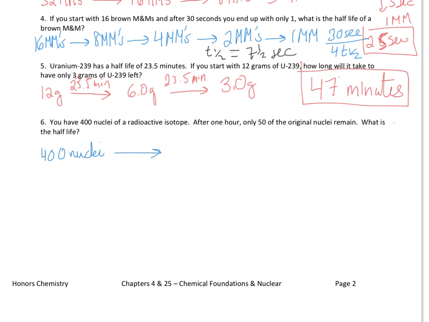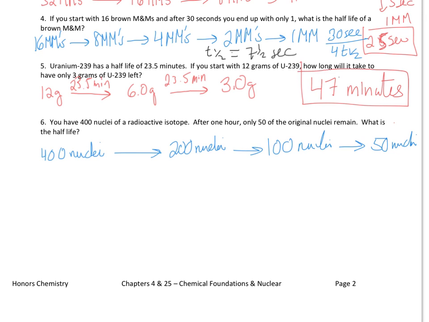After the first half-life, we're going to end up with 200 nuclei. Second half-life, we'd end up with 100 nuclei. And then after another half-life, we'd end up with 50 nuclei. We started with 400, we ended up with 50, and it took us 1, 2, 3 half-lives. They tell us that that took a total of an hour.